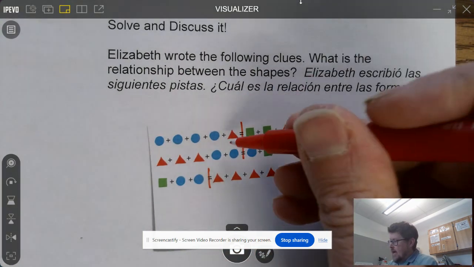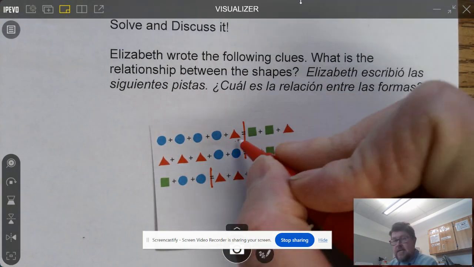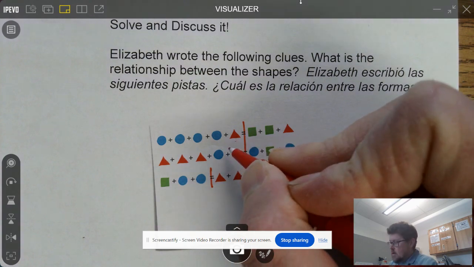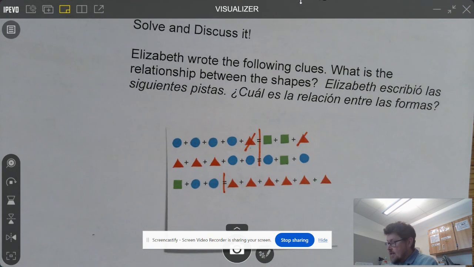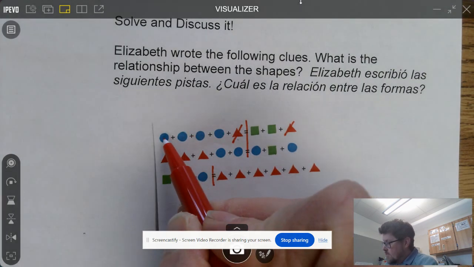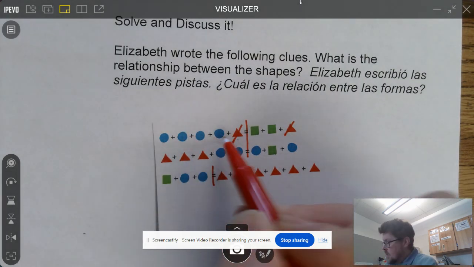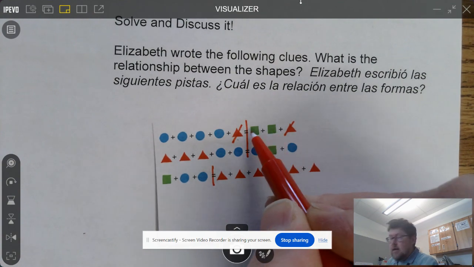So I got a triangle here and a triangle here. I can basically cancel the triangle here and cancel the triangle here, okay? And that leaves us with four blue circles, and two green squares.